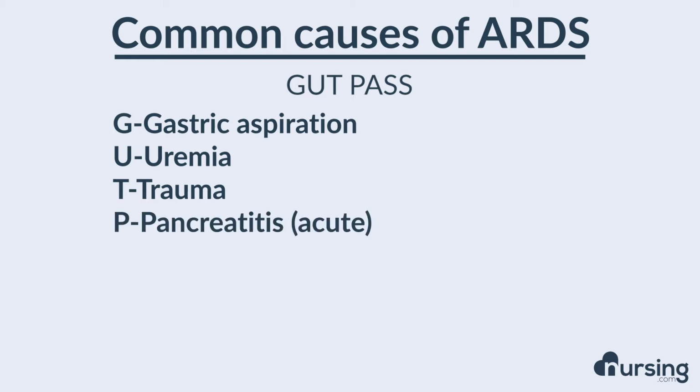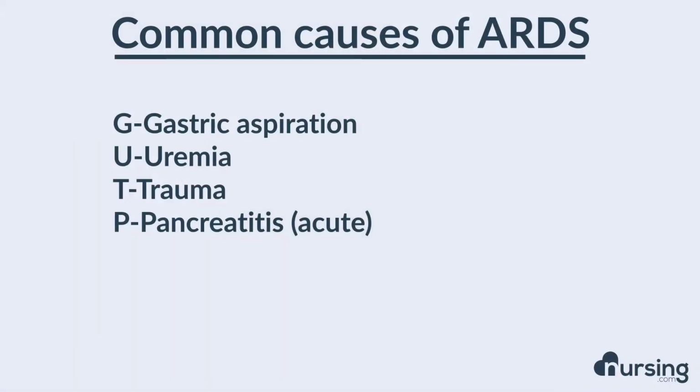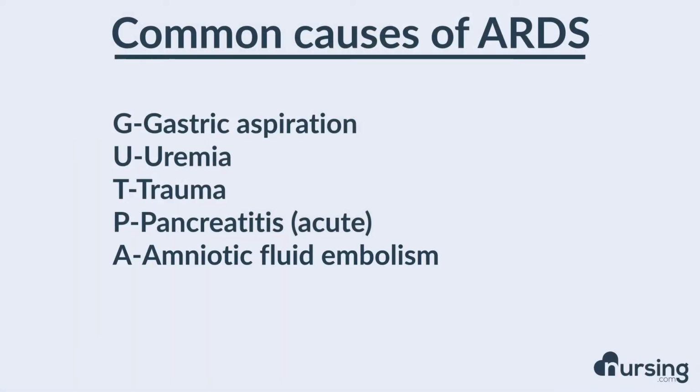P stands for pancreatitis, or acute pancreatitis. Anytime you have that severe cascade of inflammation, that can actually cause a buildup of the fluid in the lungs, leading to ARDS. A stands for amniotic fluid embolism. Anytime we have a patient that has an amniotic fluid embolism, that can lead to an inflammatory response by the body. That can lead to ARDS happening as well.